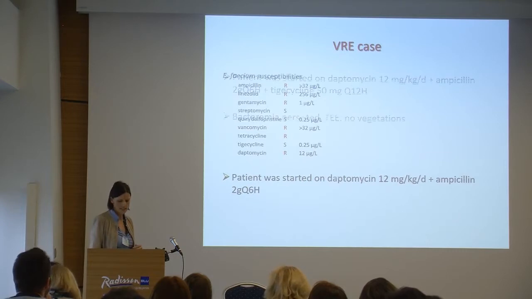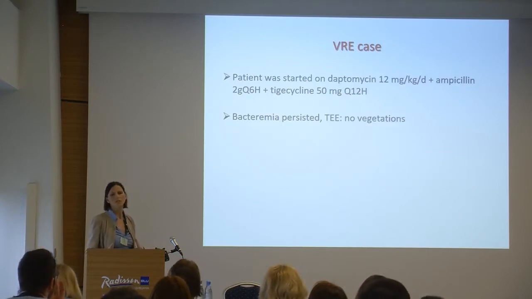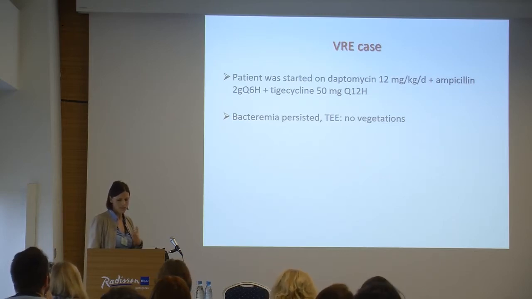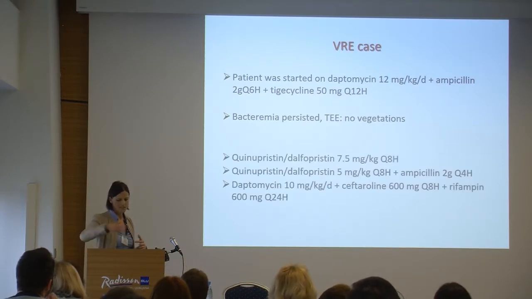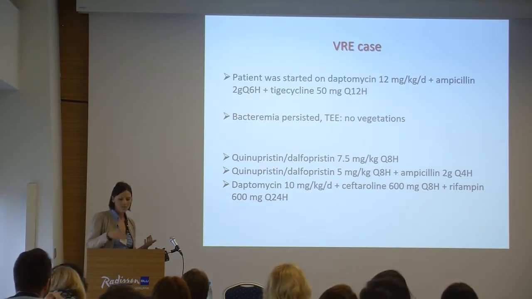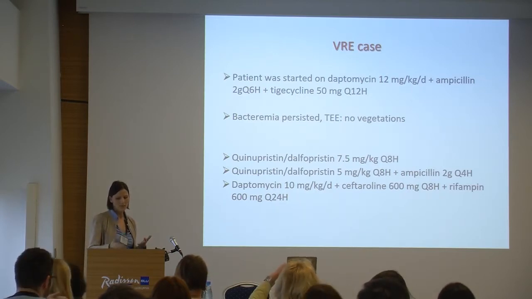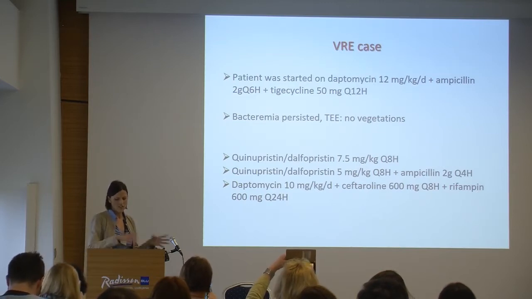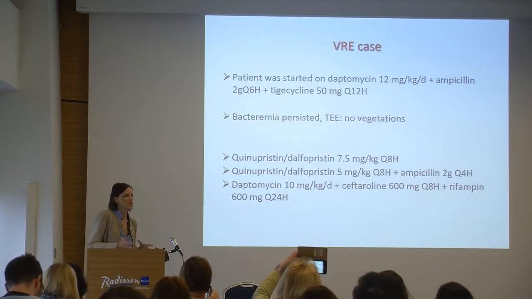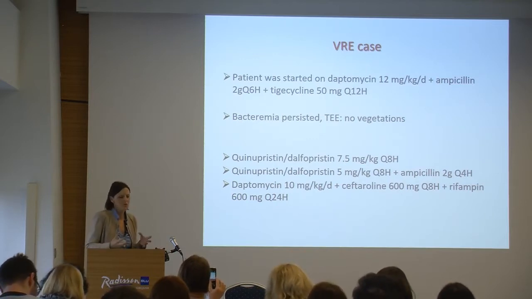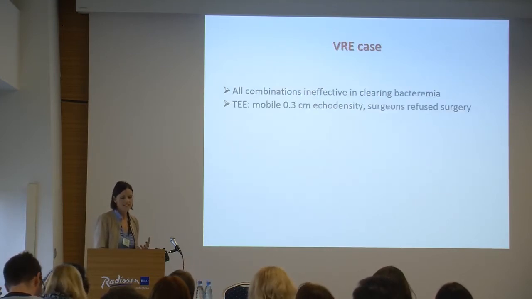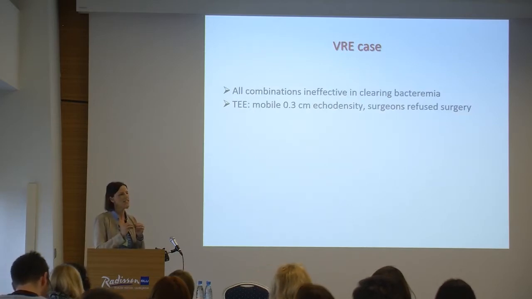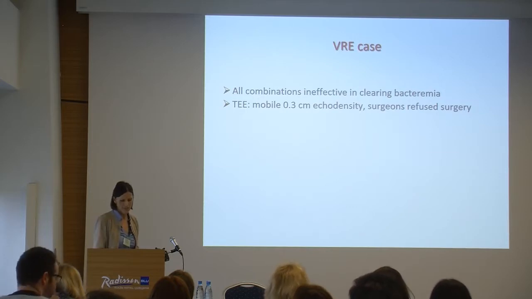You can also see what dosages they used. However, the patient failed to clear his blood cultures. The ultrasound of the heart did not reveal any vegetations. So the tigecycline was added, and during the following weeks, he did not clear his blood cultures, and they switched different treatment regimens, quinupristin, dalfopristin, and then they added ampicillin, and then they changed to ceftaroline rifampin, which is sort of homemade recipes because they had to do something, and they did not have a focus of infection.